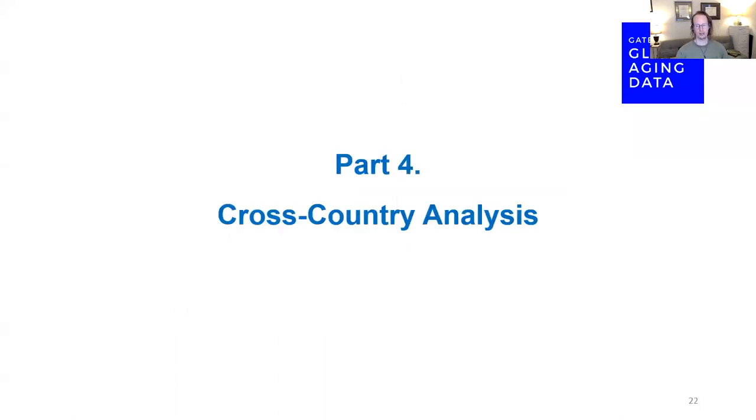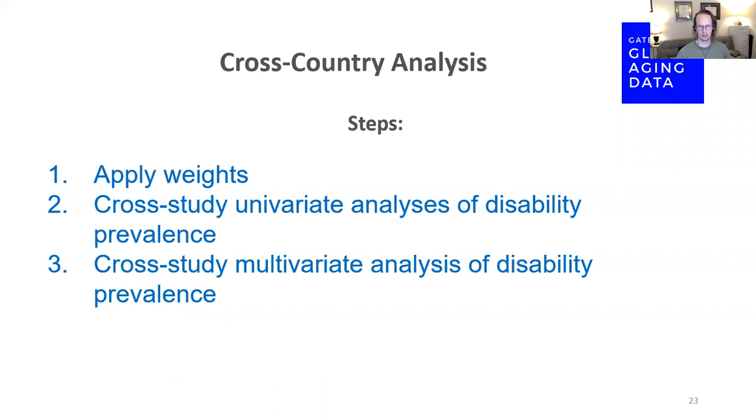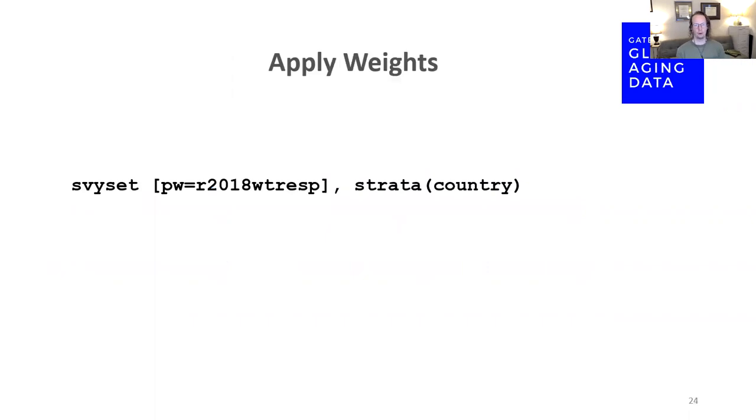All right, so in our last minutes here, we're just going to get into the slightest bit of cross-country analysis. I'm going to go through this quite quickly, but we're going to apply weights, do some cross-study univariate analysis of disability prevalence, and then a cross-study multivariate analysis of disability prevalence. At this point, we haven't even talked about unmet care need. We're not going to be able to get into that, but I think thinking about who meets these care needs is so important that I wanted to mention it. So the first thing for weights is we're going to use this command that's available in Stata.